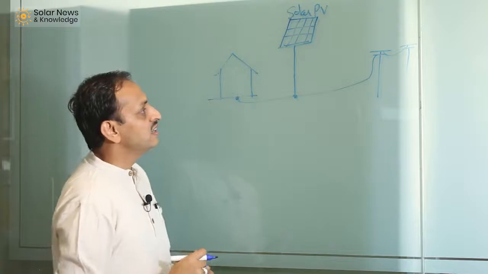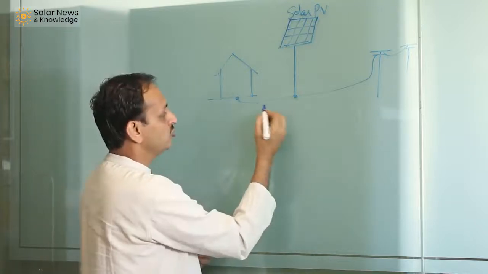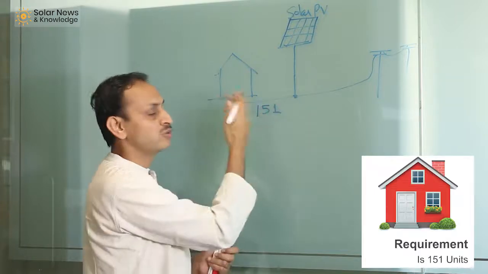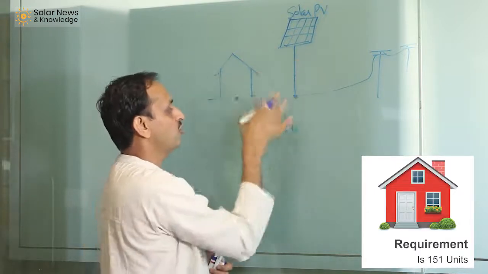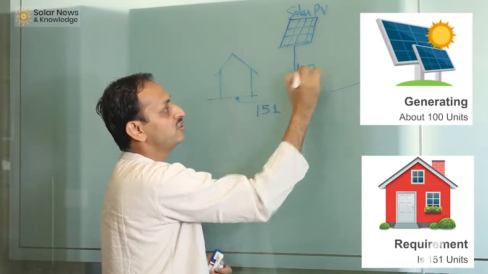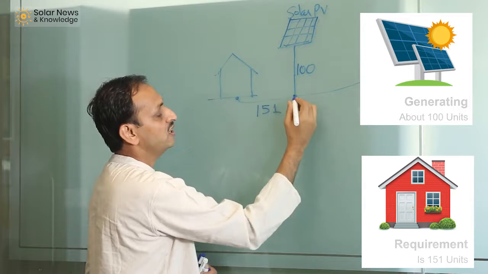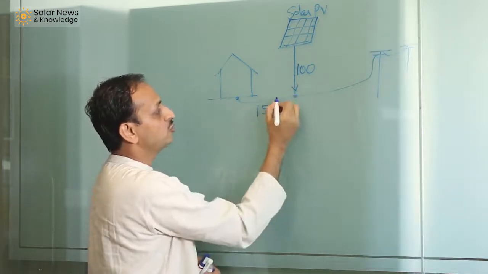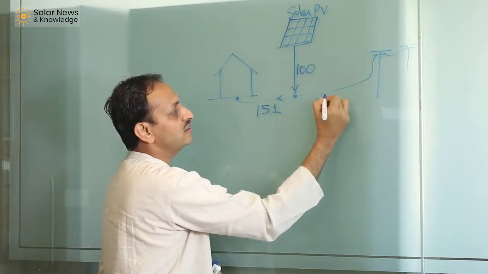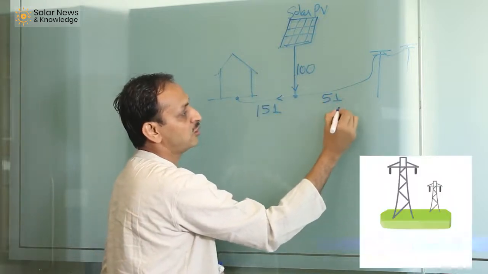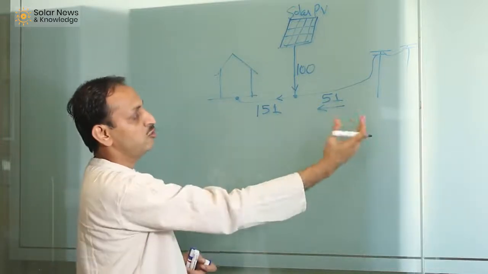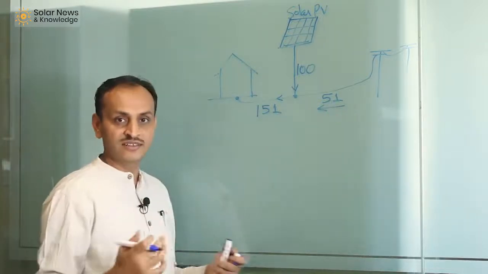Now suppose the total consumption of your home is 151 units of electricity, and you are generating, let's say, about 100 units of electricity using solar. So solar is supplying here, and you are taking 51 units. What does it mean? The remaining 51 units are going to come from the grid. That is how your grid connected system will work, and in your net metering case you are going to get net 51 units of electricity.